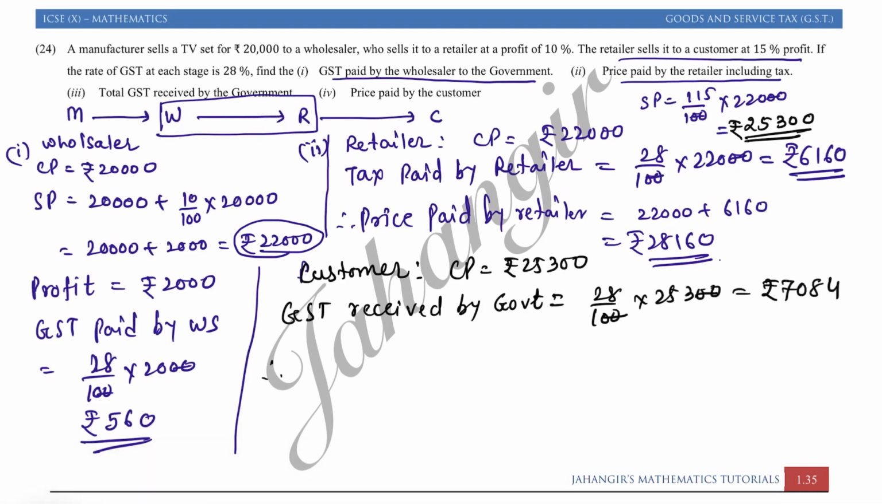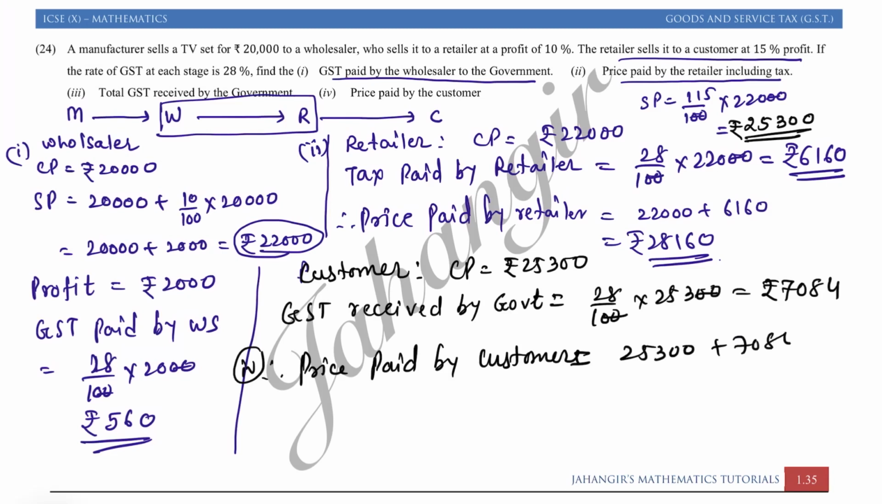So now fourth part mein we have to find price paid by the customer. So price paid by customer is its cost price plus tax on it. So 25,300 plus 7,084 is 32,384 rupees. So this is the price paid by the customer.